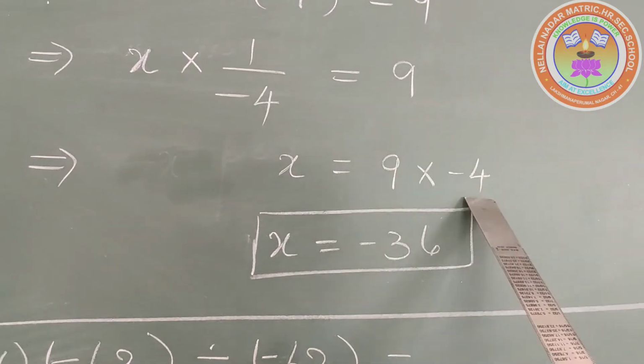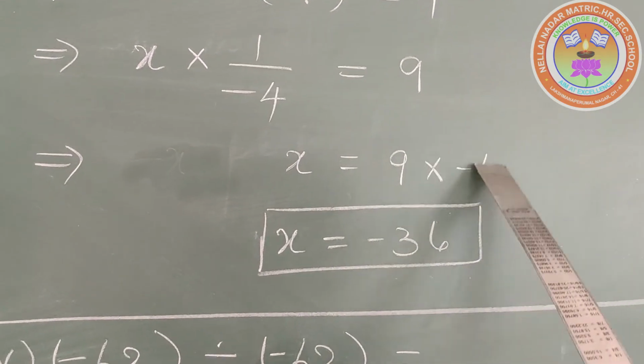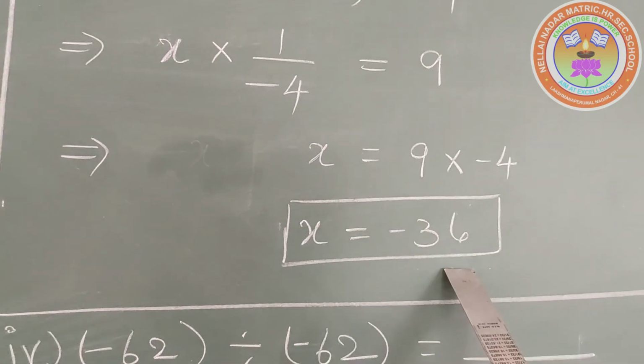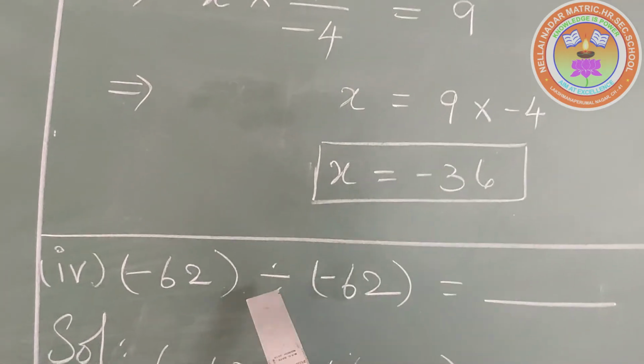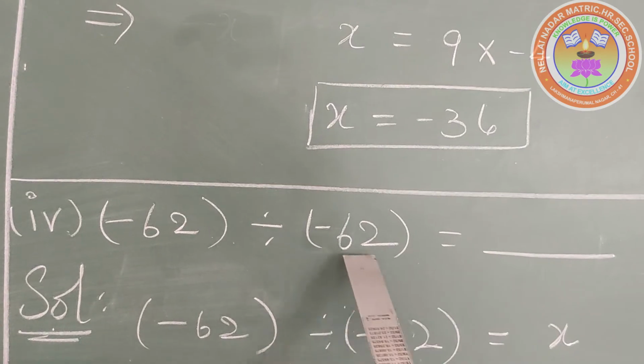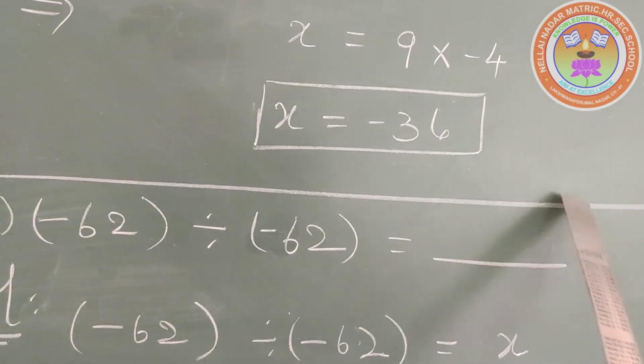Okay, so what is 9 fours? 36, and there is minus symbol, so the answer is x equal to minus 36. Understood? Next, fourth one, minus 62 divided by minus 62 is equal to, what is the answer?